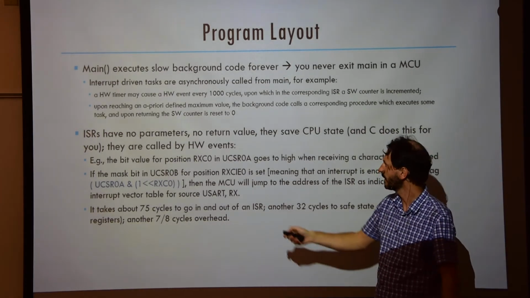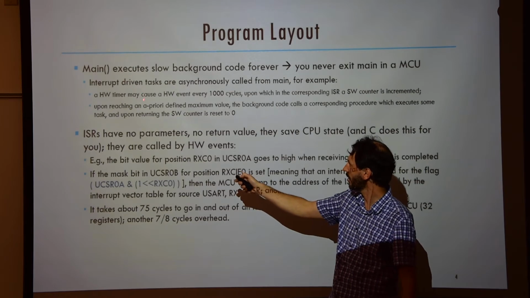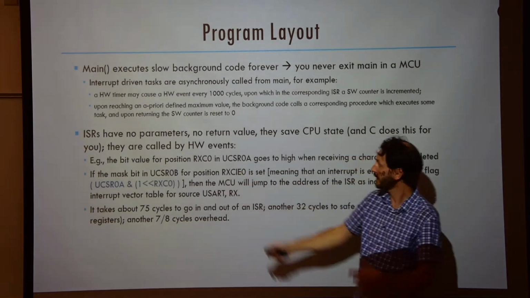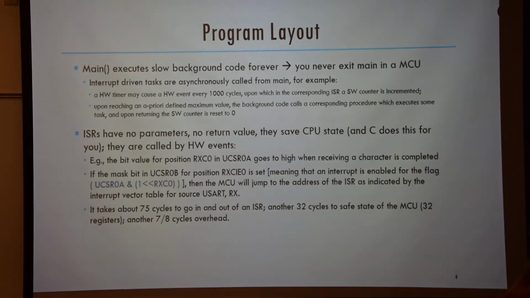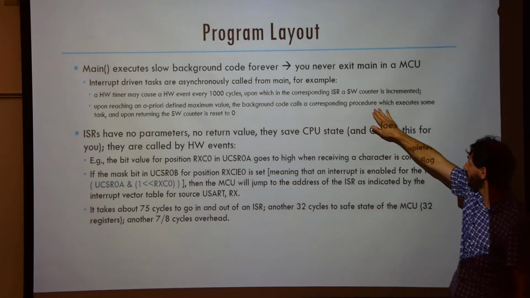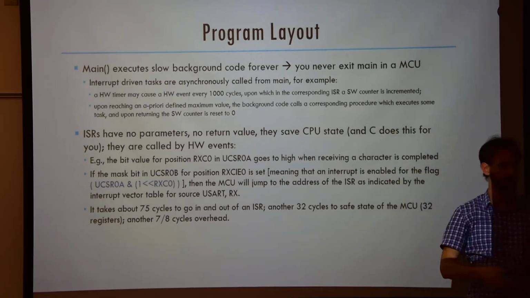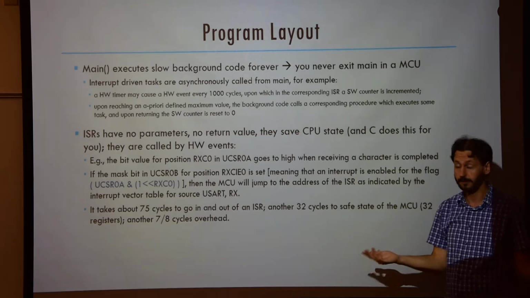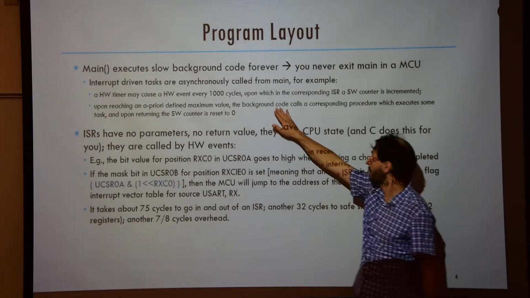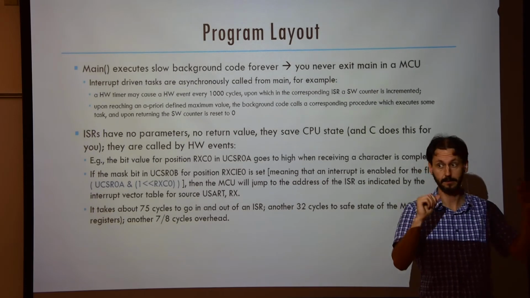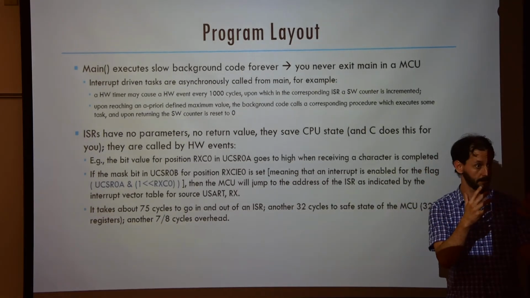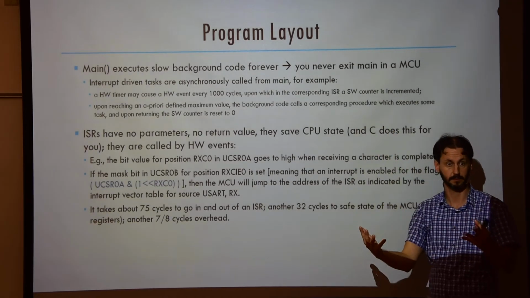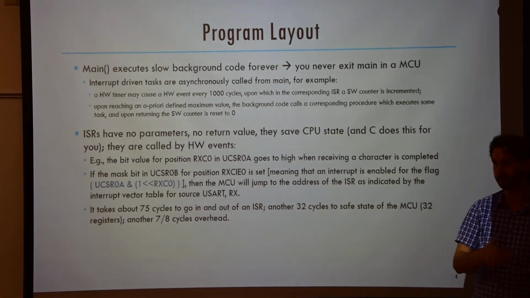But the beautiful thing is that you can have these interrupt-driven tasks. The idea is that upon reaching an a priori defined maximum value, the background code calls a corresponding procedure, so that software counter may keep counting on its own for another 1,000 times, which is like 1 second. Then maybe the main says, if my counter reaches 1,000, then 1 second has passed, then do this particular task. It resets the software counter back to 0 and so on.